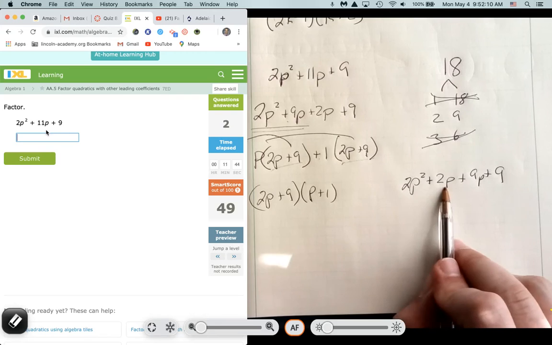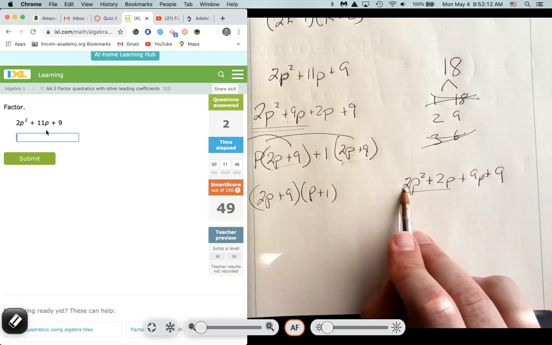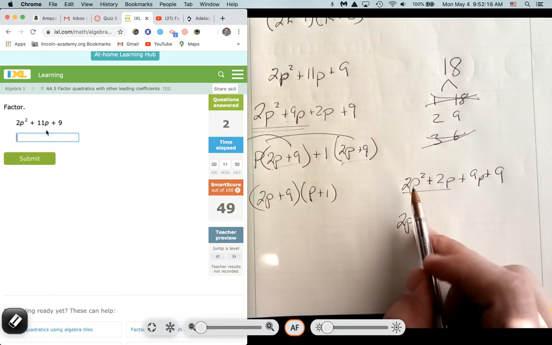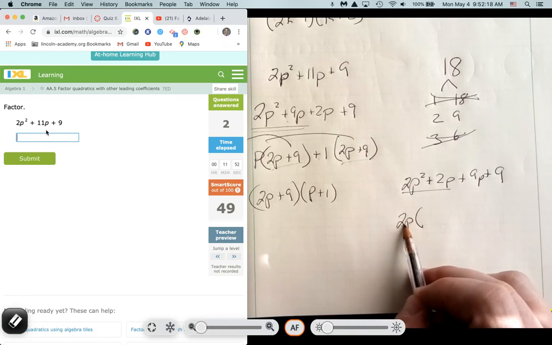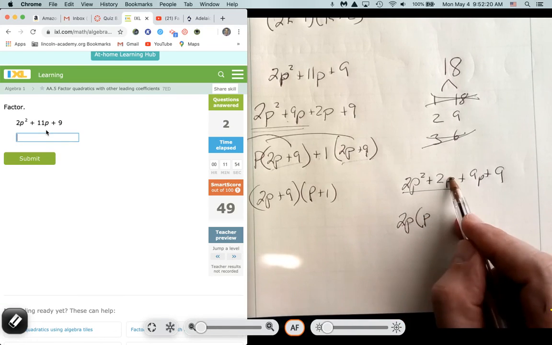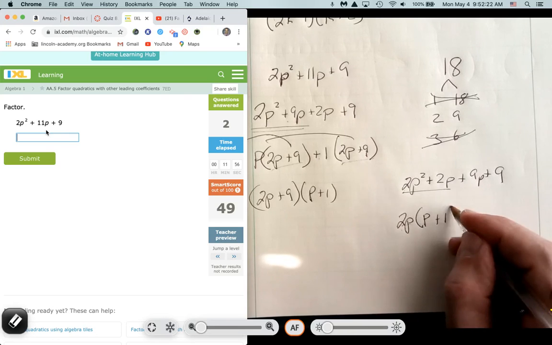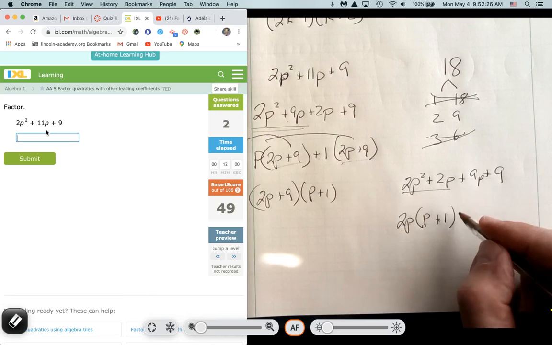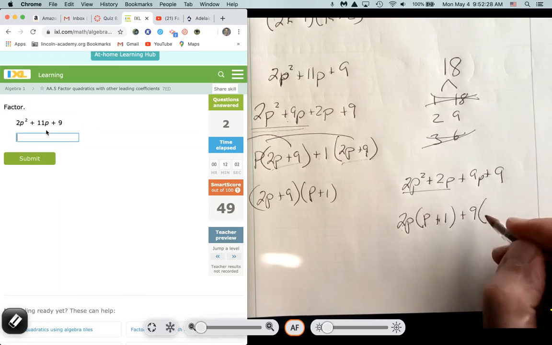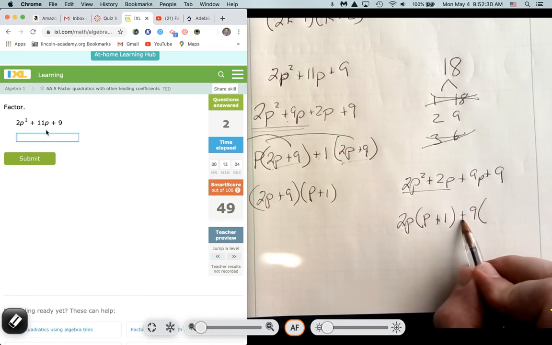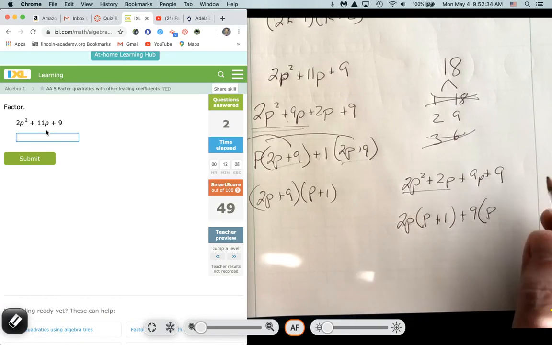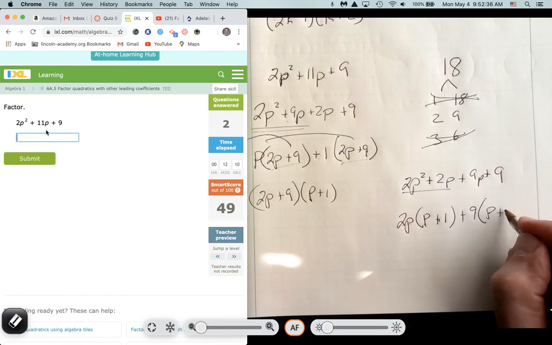Now when I look at the first two terms, I have a 2 and a p in common. So I factor out the 2p, which leaves 2p squared divided by 2p leaves p. The 2p divided by 2p leaves my 1. And then here I have a 9 in common, so I factor out my positive 9. Remember, if it's positive or negative, you put a plus or minus sign there. 9p divided by 9 leaves a p, and 9 divided by 9 leaves a 1.